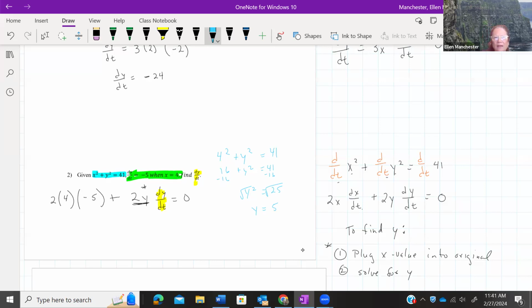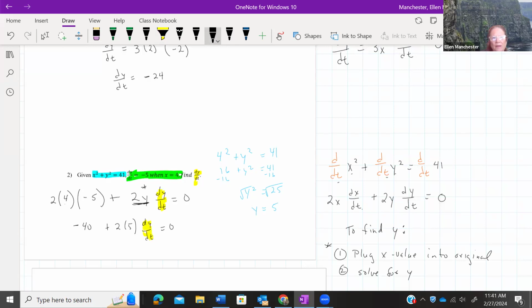Okay, now I can come back here and rewrite this. So 2 times 4 is 8 times negative 5 is negative 40 plus 2 times 5 dy/dt equals 0. Once I find the y, now I can plug it in right here. And now I can finish because now I only have one variable that I can solve for.